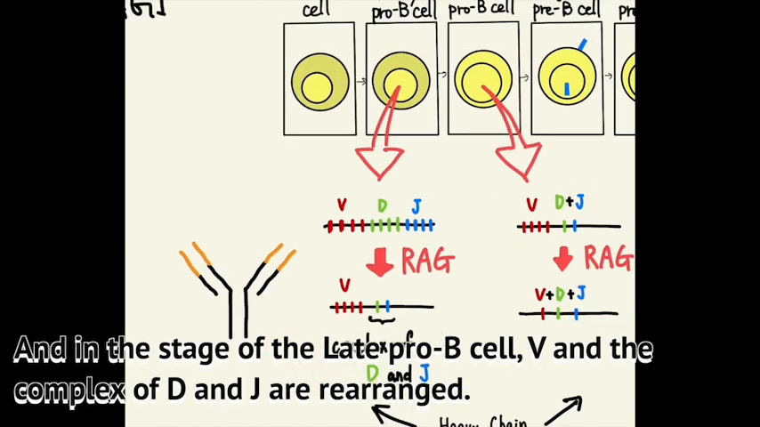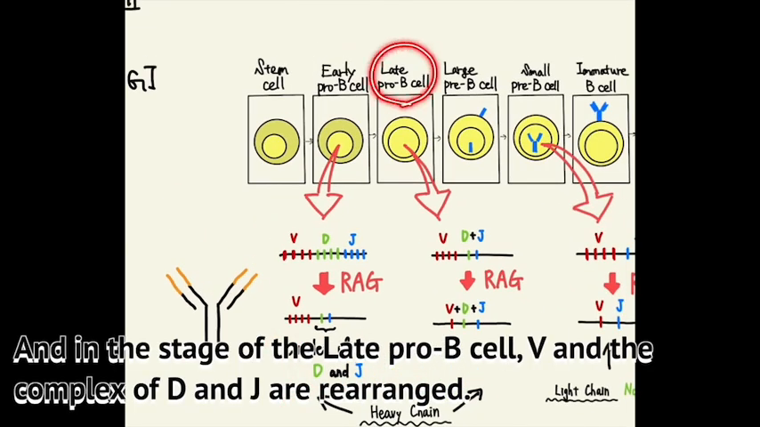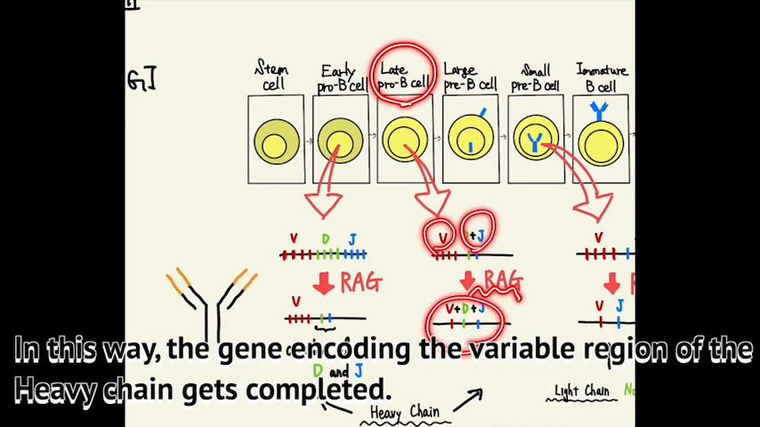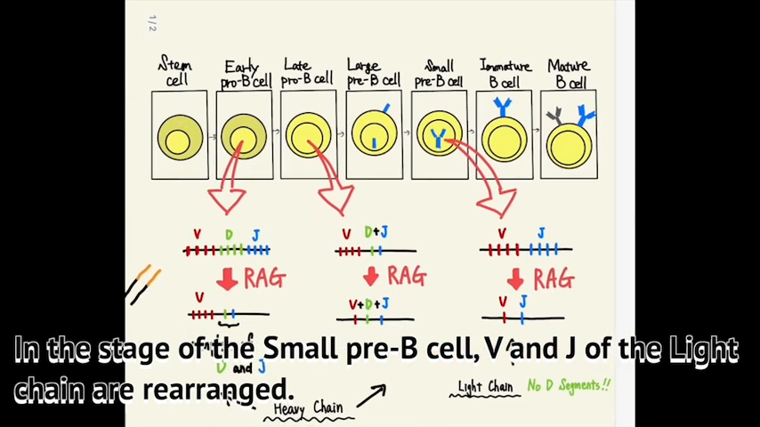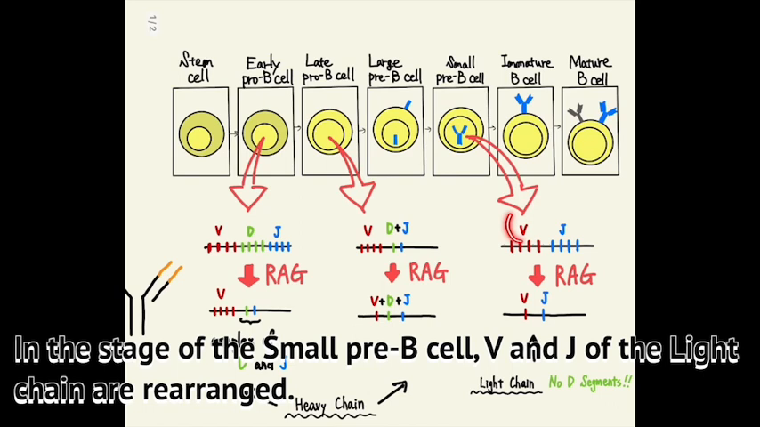In the stage of the late pro-B cell, V and the complex of D and J are rearranged. In this way, the gene encoding the variable region of the heavy chain gets completed. In the stage of the small pre-B cell, V and J of the light chain are rearranged.